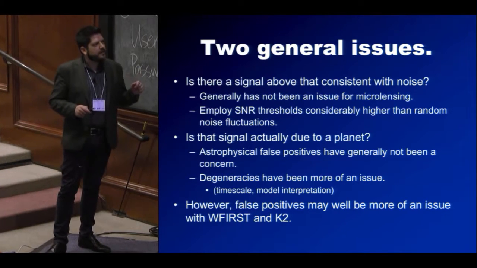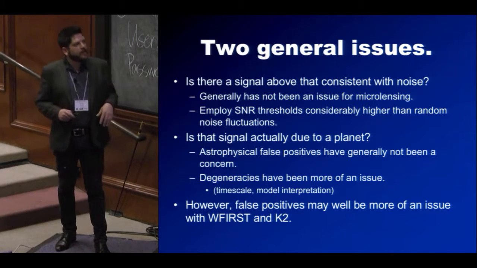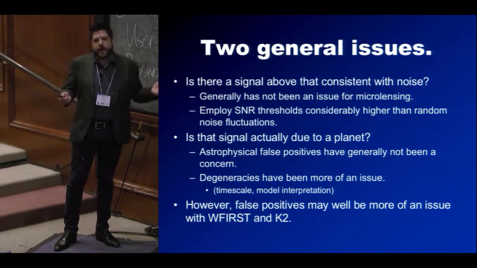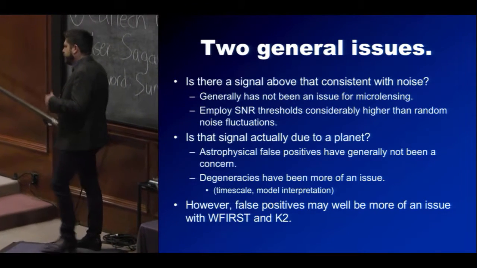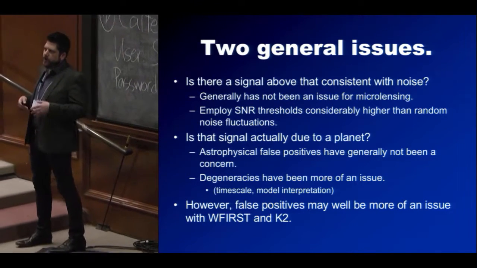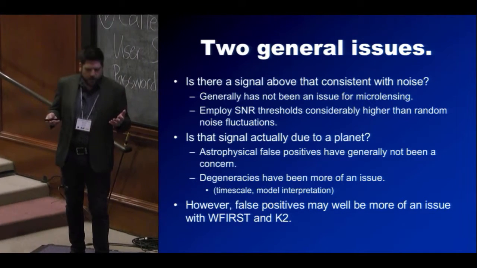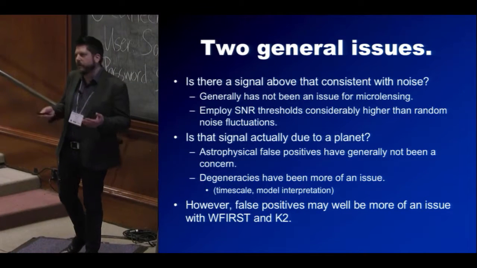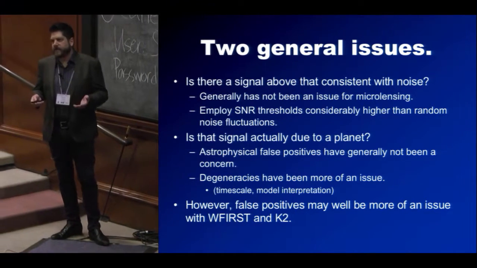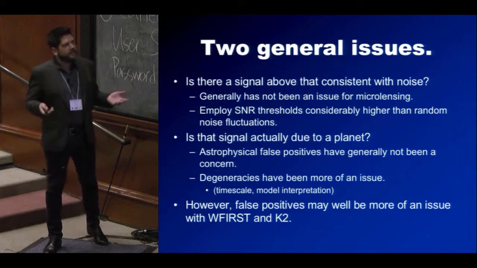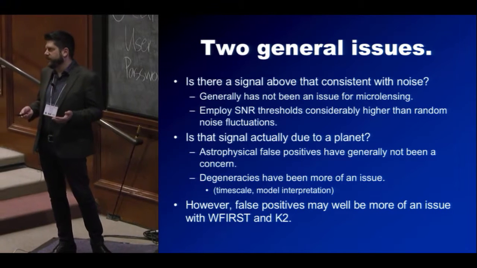Of course, the second question is, okay, I see a signal, I believe it's a signal, is it actually due to a planet? So astrophysical false positives have generally not been a concern because the things we're looking at have deviations of a few percent to tens of percent, with source stars that are roughly solar-like stars. And we know that solar-like stars just don't vary like that on those kinds of timescales. There are things like flares, which we do have to worry about, but those flares do not really look like microlensing events at all.